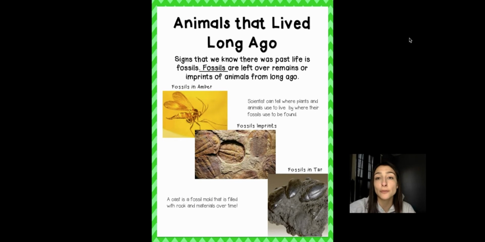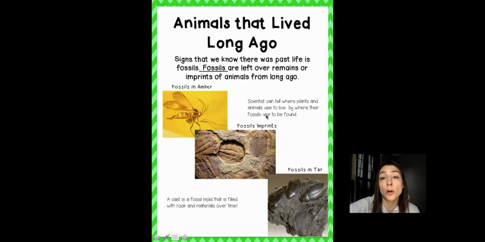So a fossil is leftover remains or imprints of an animal, and there's a few ways that fossils can form. A cast is a fossil mold that is filled with rock and materials over time. If an animal was stuck in the rock and then it eventually disappeared as it maybe has worn away over time, and different materials such as dirt, rocks, and leaves filled this imprint, then over time it hardened and formed a kind of mold of the fossil.